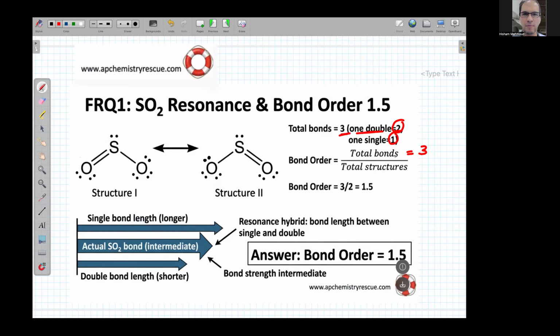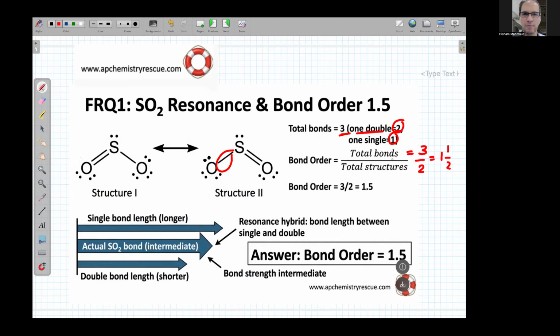Now, how many locations can this bond be in? They can be here or here. And even in the other molecule, it can be here or here. So this means it can be over 2 different positions. So the bond order equals the total number of bonds divided by the number of locations. So 3 divided by 2 equals 1.5.